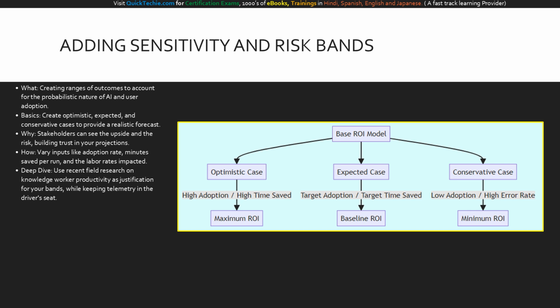Critically, the conservative path on the right assumes low adoption or a high error rate that requires human rework, leading to a minimum ROI. By presenting this tree to executives, you demonstrate that you have thoroughly pressure-tested the business case against failure modes, proving that, even under conservative conditions, the AI solution remains a sound investment.